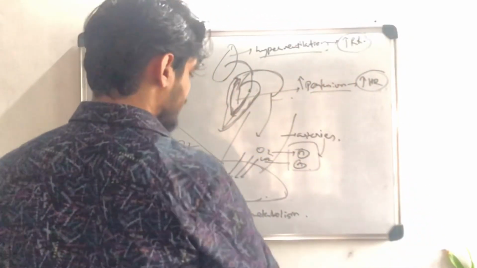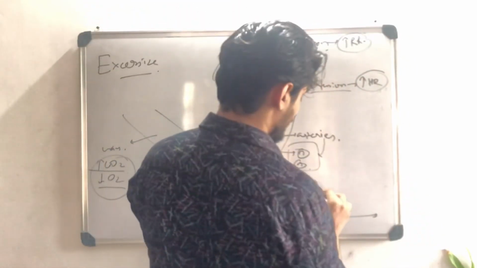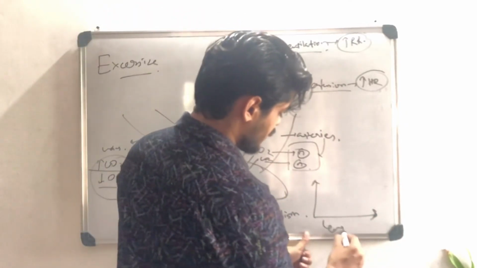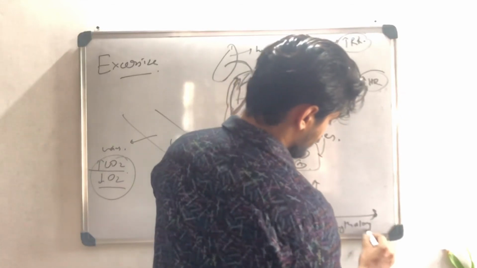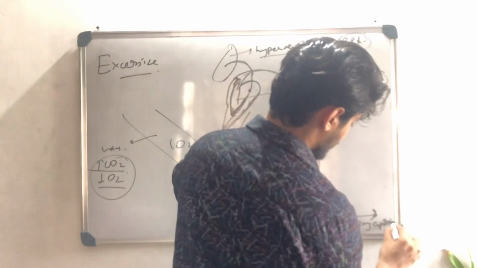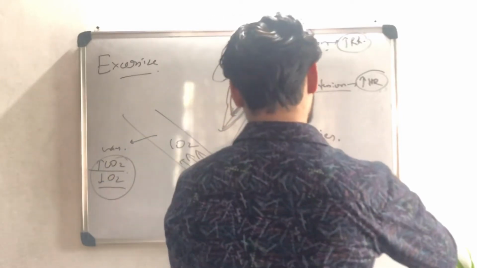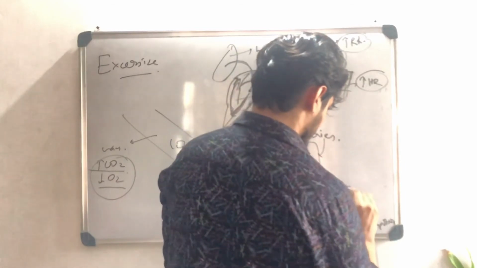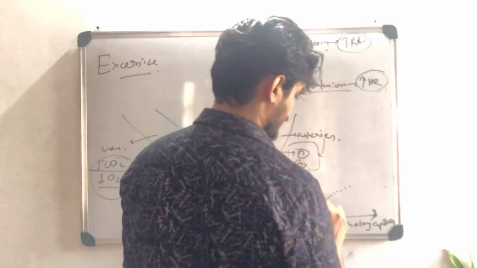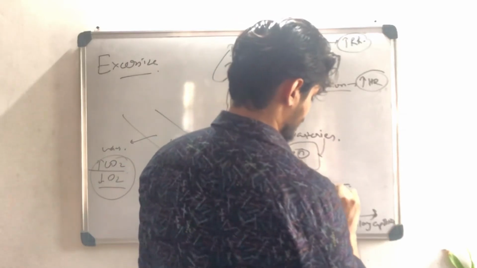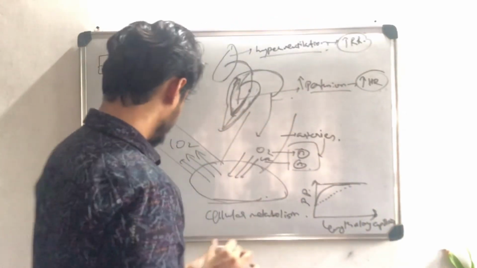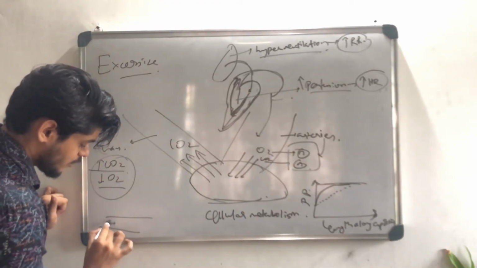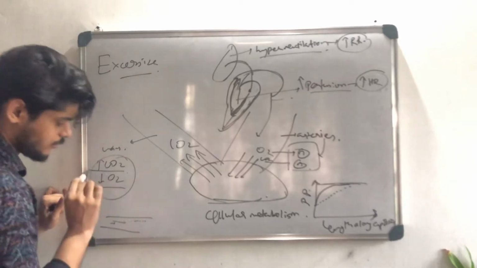Now in exercise, we have to look at oxygen diffusion and perfusion. See, there is length along the capillaries on the x-axis and partial pressure on the y-axis. The graph for exercise is like that, and for rest it's like this. So at rest, the blood flow will be less, right? It will be normal speed.